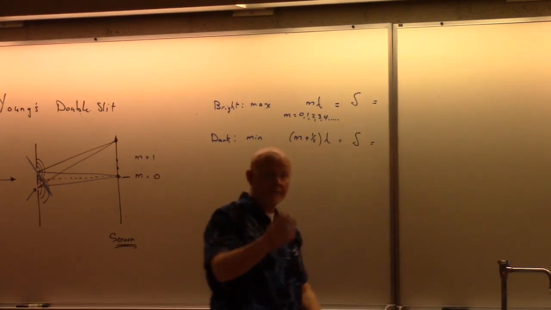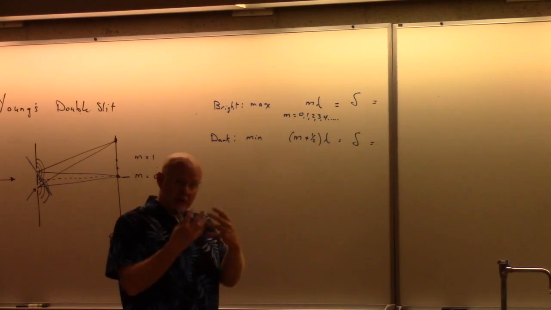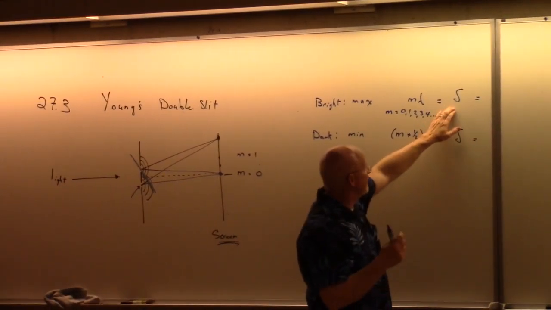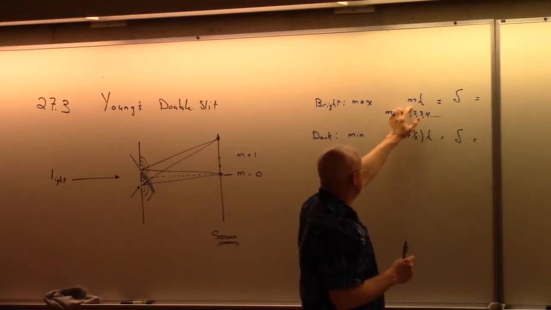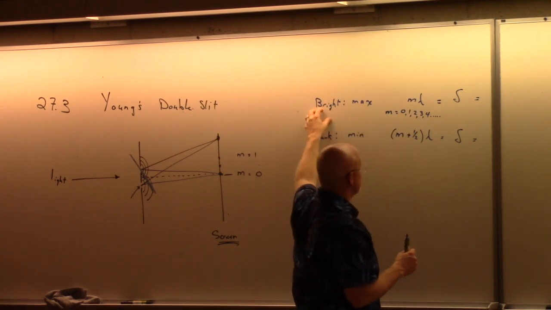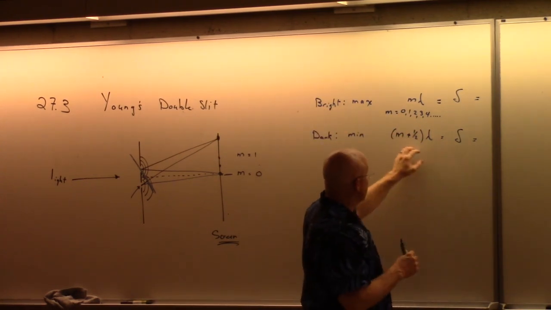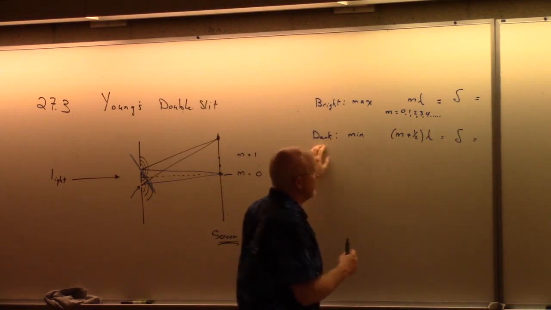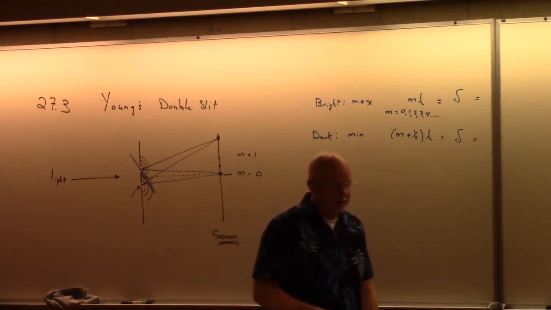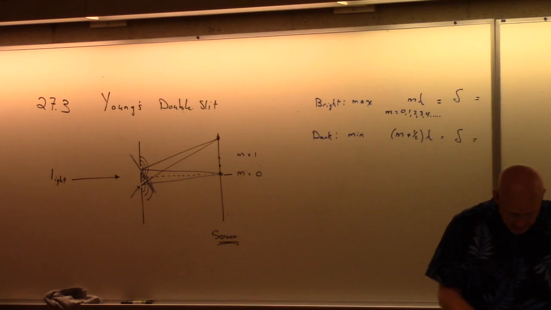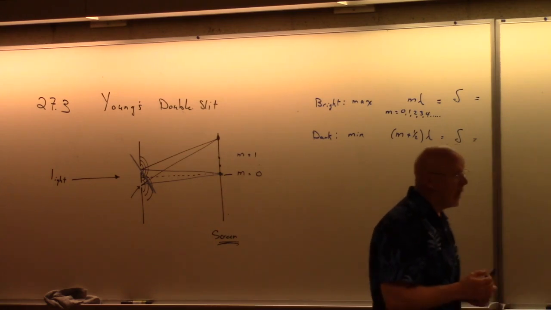And so I'll say it again. The conceptual idea is if delta, the path difference of the two, is an integer number of wavelengths, you get constructive interference. But if the path difference is an integer and a half, you're going to get destructive interference. And so that's our logic here.